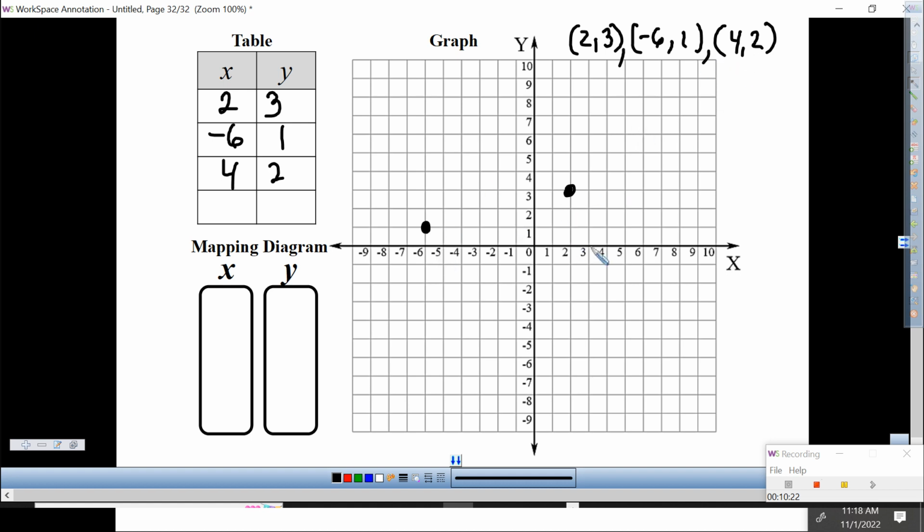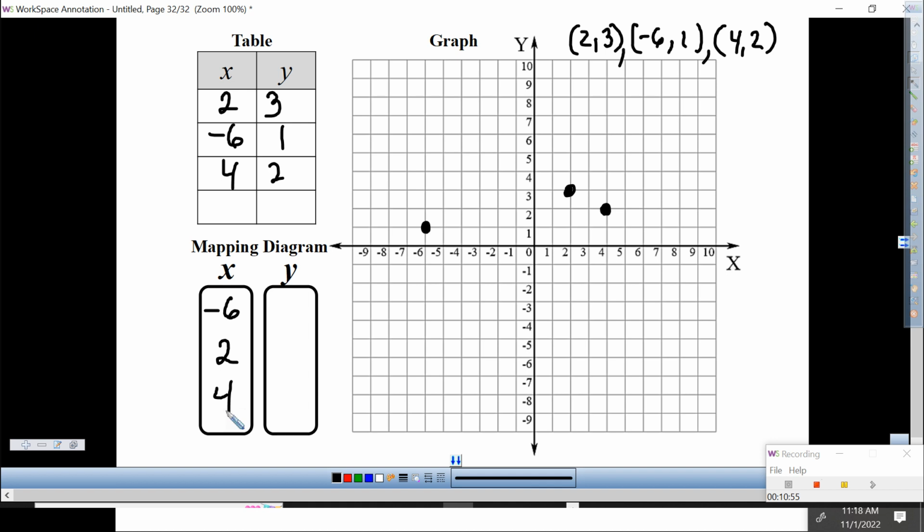And 4, 2. You okay, Noah? Okay. All right. 4, 2. So we know how to represent it as a table. We know how to represent it as a graph. Now as a mapping diagram. Look up really quick so you can see the mapping diagram. Show your neighbor how I write the mapping diagram. What's so particular about it?